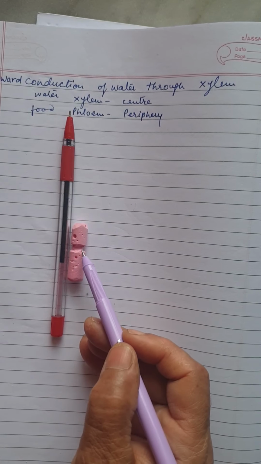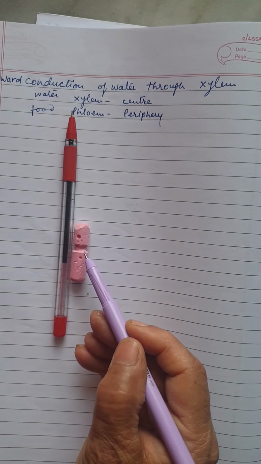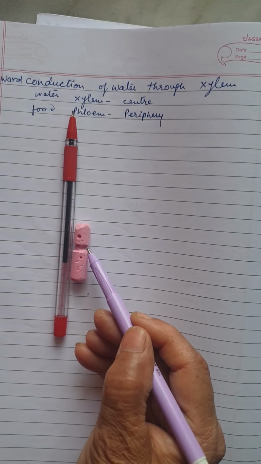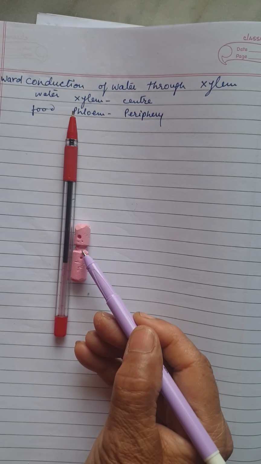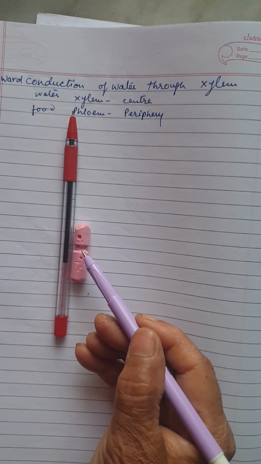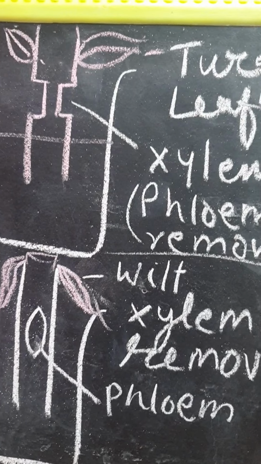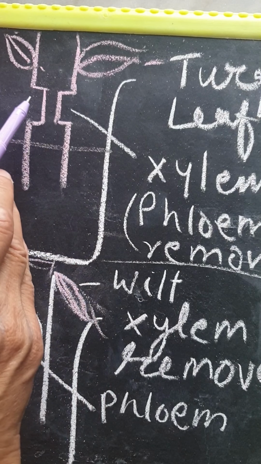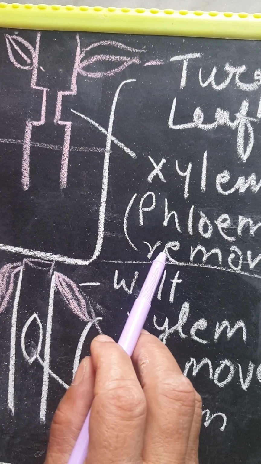As I show in this chalk, in the center the xylem is there, but I removed the phloem from the chalk. That is, the phloem is outside and the center, in the middle, is the xylem location. So how do we show the conduction of water through the xylem? The diagram is given in the book. I have drawn it here. In this diagram, the xylem is there like this chalk, but I removed the phloem.